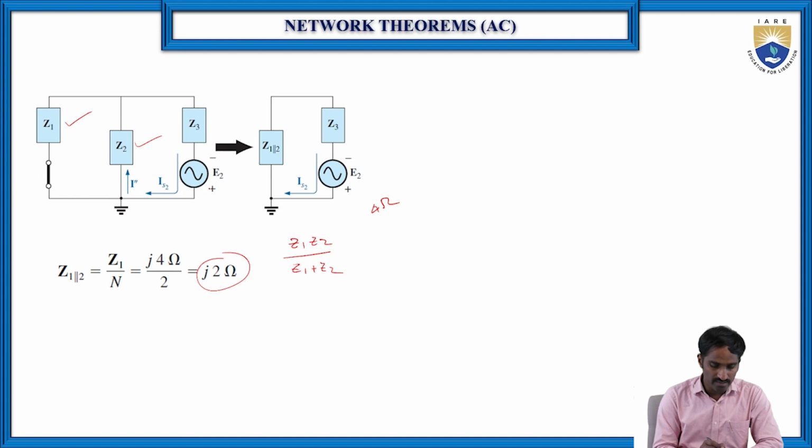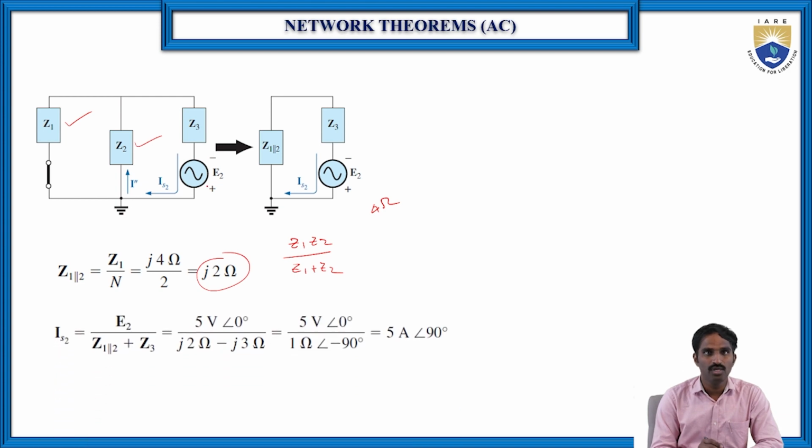Then again find the value of IS2. IS2 is equal to the total voltage, here it is E2 by Z12 plus Z3. Then substitute the values of E2, Z12 and Z3 here. After simplifying, you will get IS2, the total current in the second case, is 5 amperes at an angle of 90 degrees.